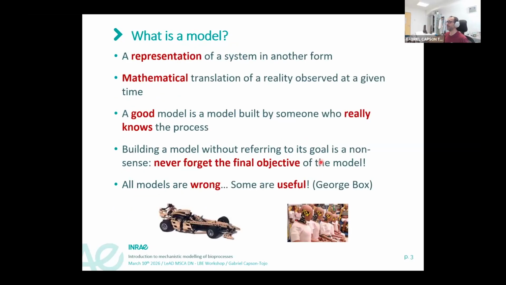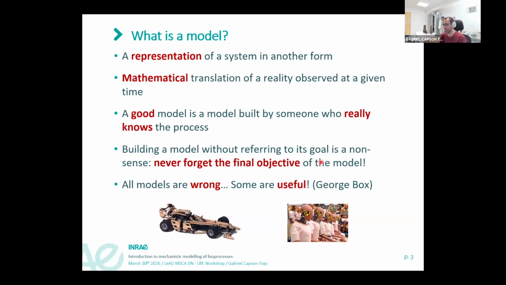So what is a model? A model is a representation of a system in any other form. So the idea is that we have an alternative view of a system that is useful for us for a given purpose. In our case, we use mathematics to make our models of our bioprocesses, which simply means that we do a mathematical translation of the reality, and importantly, at a given time, usually.